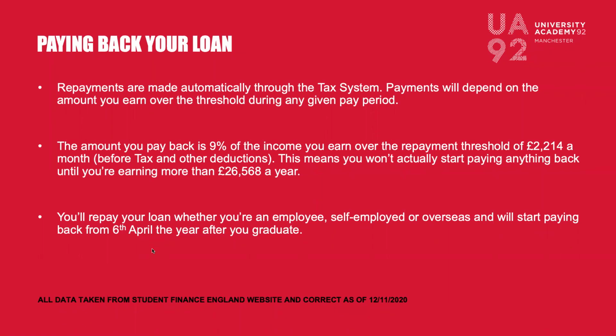An example of that I've got here, say for example, you earned £2,500 a month. So that's the equivalent of £30,000 per year. You'd repay, that's pre-tax as well, you'd repay 9% of the £356 that is above that monthly threshold. So that £356, you'd only be paying 9% of that, not 9% of your whole salary. So you'd be paying about £32 back per month. Any more on top of that, obviously, the more you get above that threshold of £2,214 a month, you'd still only be paying 9% of that, not 9% of your salary. So when you break it down like that, it is very manageable.